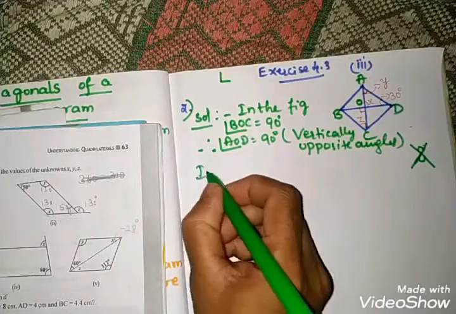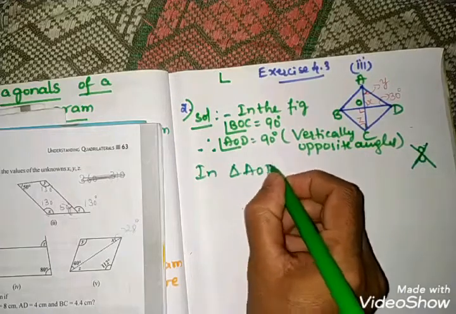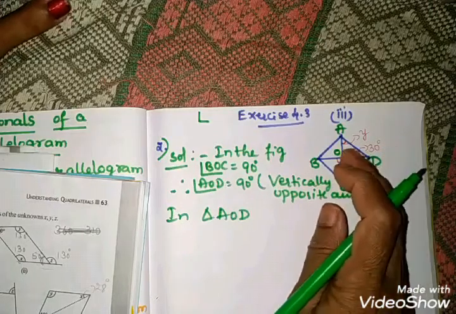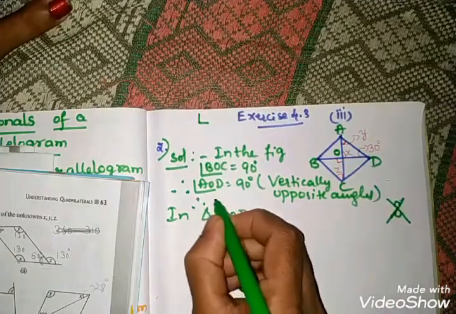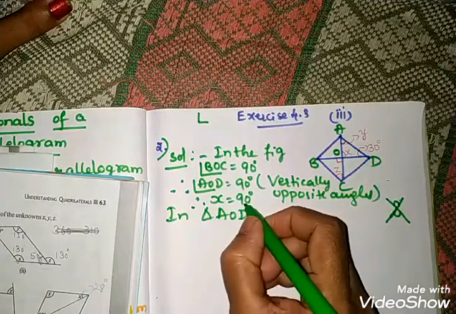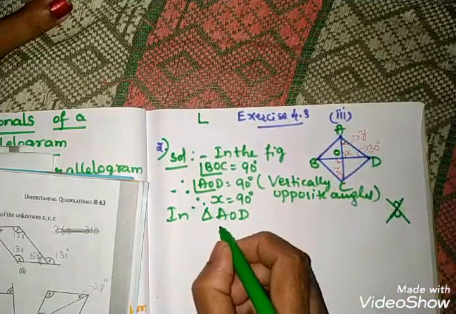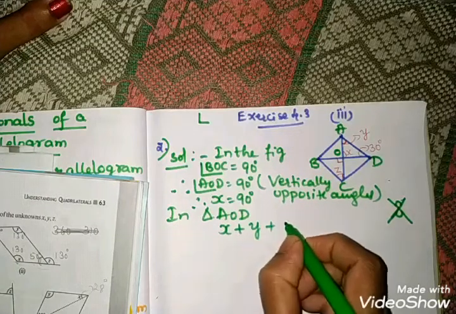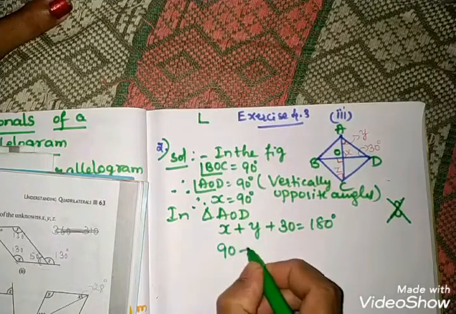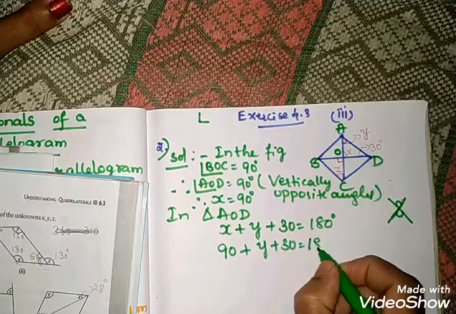Now here one triangle is there, you can see. In triangle AOD, what happened? In a triangle, the sum of all the angles is 180 degree. We know now that x, angle AOD, is 90 degree. So in this triangle, angle x plus angle y plus angle 30 is equal to 180 degree. Here x is 90, angle y we don't know, angle 30, that is 30 degree, 180 degree.